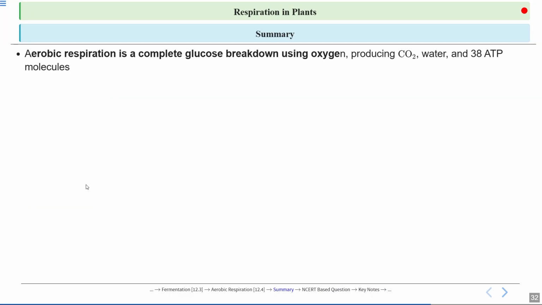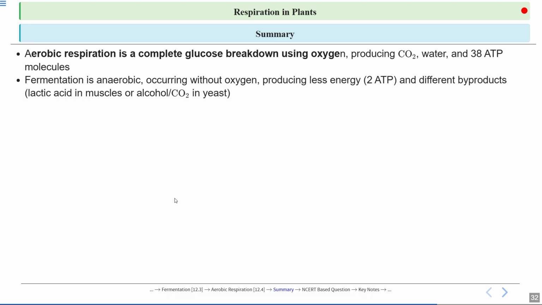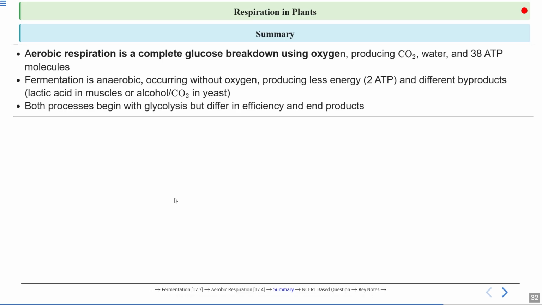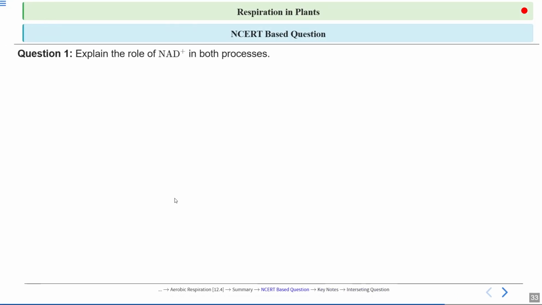So now let's look at the summary section. We will take a small recap of what we have learned in today's class. Aerobic respiration is a complete glucose breakdown using oxygen. The end results are carbon dioxide, water and 38 ATP molecules. Fermentation is an anaerobic process. It occurs without oxygen, producing less energy, 2 ATP molecules, and different byproducts like lactic acid in muscles or alcohol and carbon dioxide in yeast. Both these processes begin with glycolysis, but they differ in their efficiency and end products.